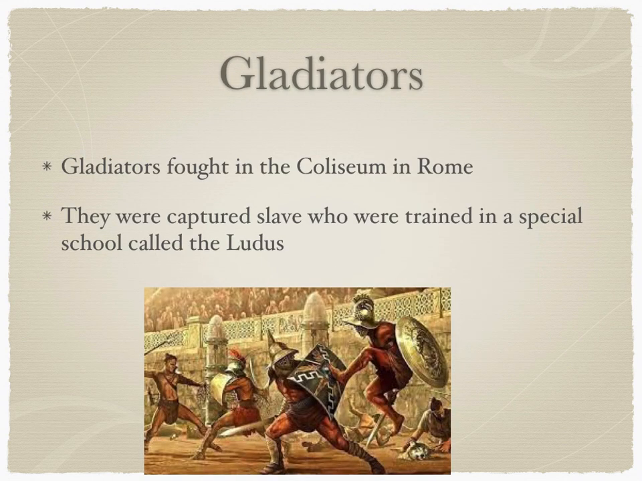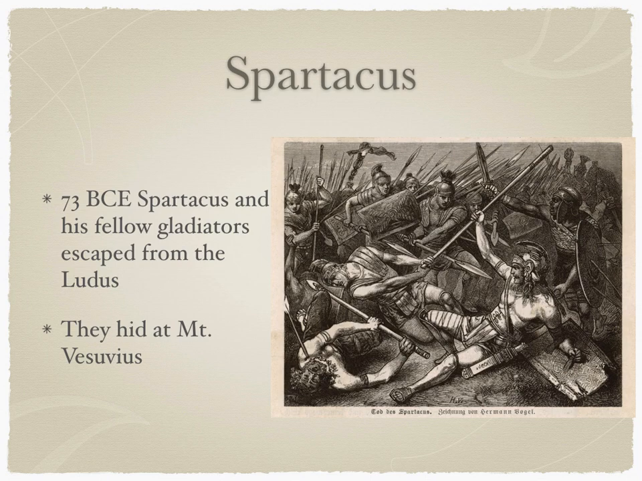Another job that the slaves had was gladiator fighting. We will look at gladiator fighting in a bit more detail in another video. But basically, just like we might go and watch a boxing match or an MMA fight, the Romans went to the Colosseum to watch gladiators fight to the death. One of the most famous of these gladiators was a slave who started a slave revolt in 73 BCE.